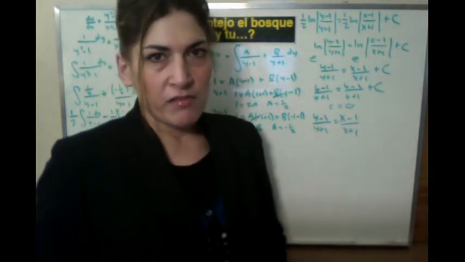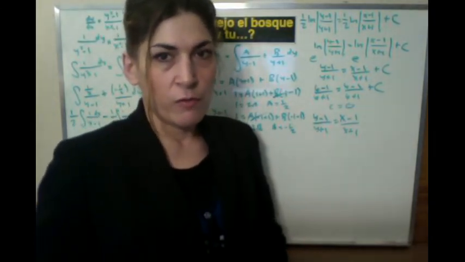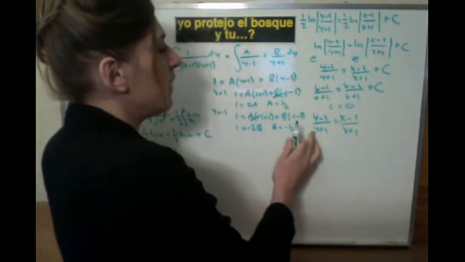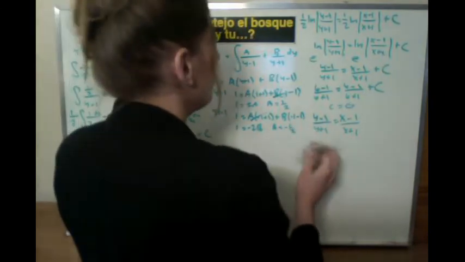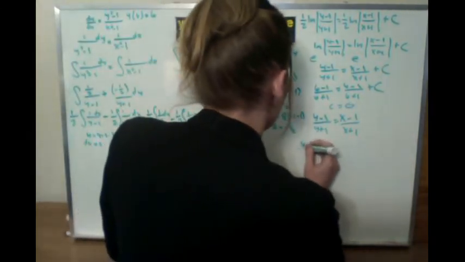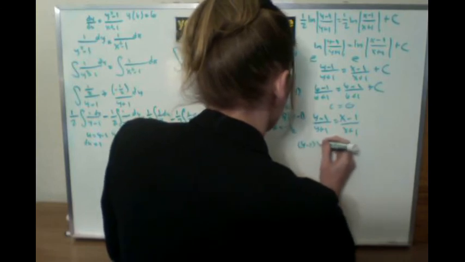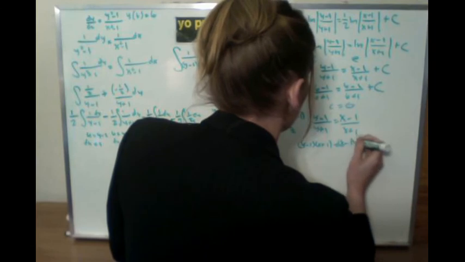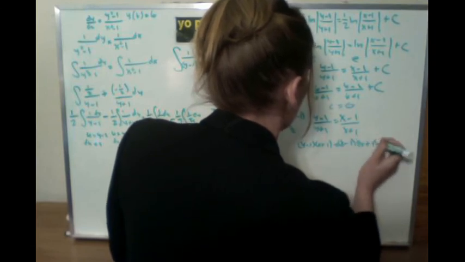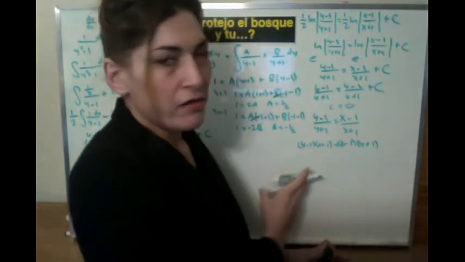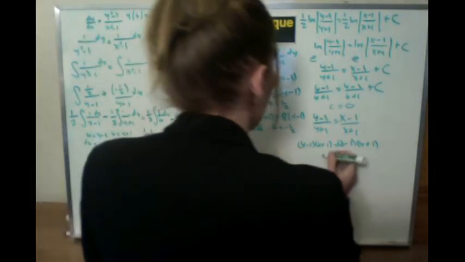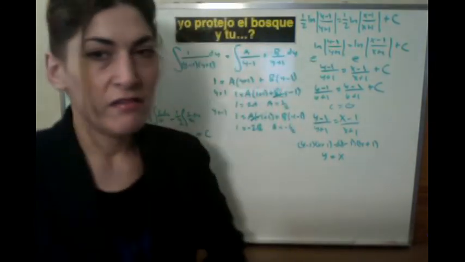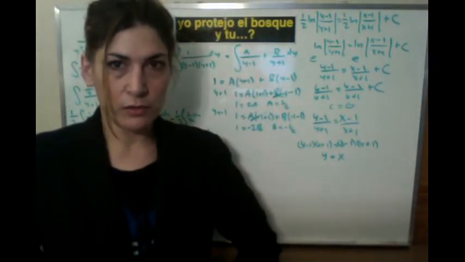Now we want to express the general solution as a function of y, so we have to solve for y. We can use fraction cross multiplication to give us y minus 1 times x plus 1 equals x minus 1 times y plus 1. Then if we expand and simplify, our result is y equals x. This is the final solution to our differential equation.